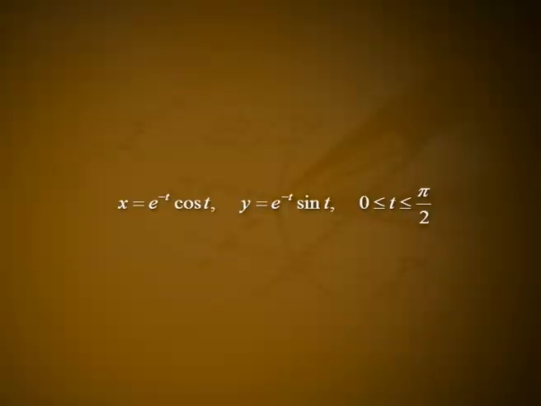Example 2. Determine the length of the curve whose parametric equation is x = e^(−t) cos t, y = e^(−t) sin t, where 0 ≤ t ≤ π/2.